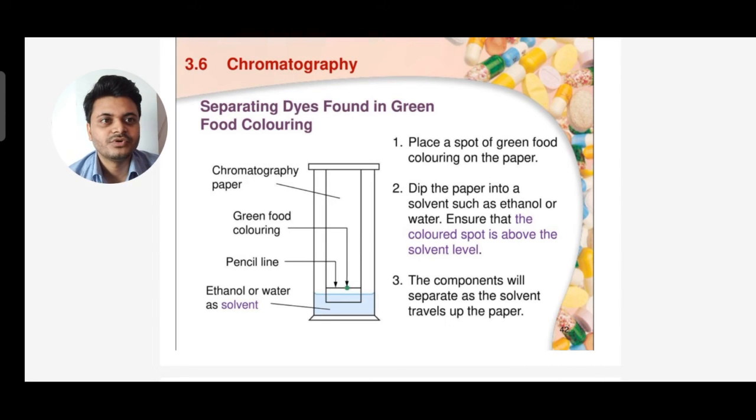So you have to place a spot of green food coloring on a paper, then dip the paper into a solvent such as ethanol or water. Ensure that the coloring spot is above the solvent level. Always the coloring spot has to be above the solvent level. That's why they have drawn a line with a pencil, so that it doesn't get inside the ethanol or water, right? The components will separate with the solvent and travel up the paper. So whatever dyes are present can be seen because they will run through the chromatography paper.